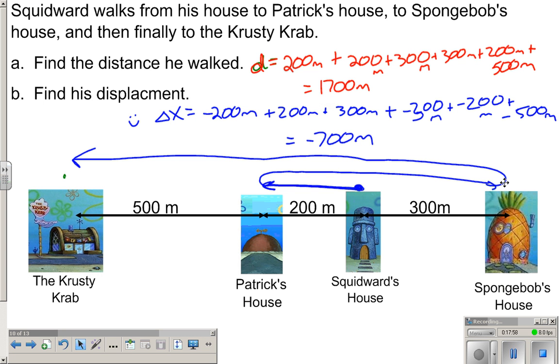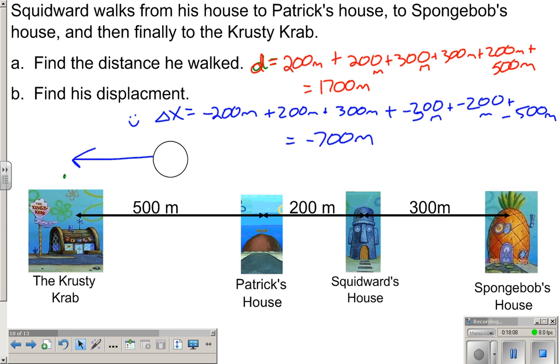There is an easier way to do it. All right, so the easier way to do it is this. Remember, you guys, the definition of displacement is the distance from starting point to ending point. So really, here's all you've got to do to find your displacement.